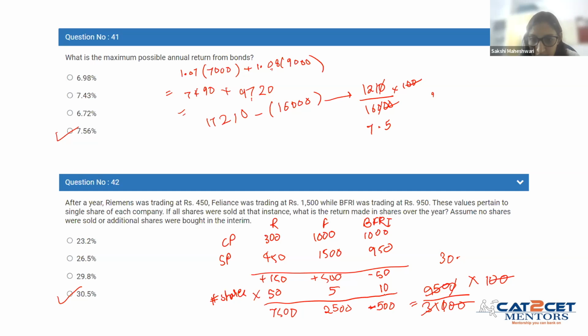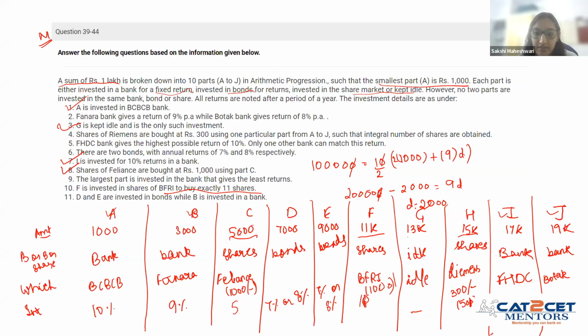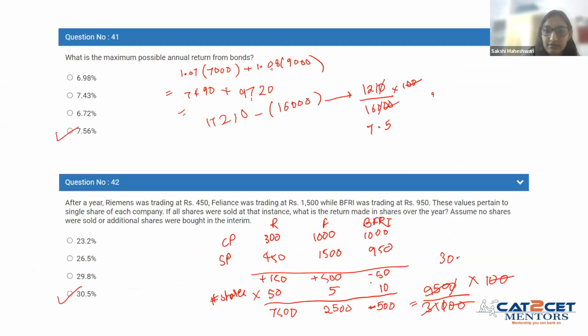Okay, this was 1,000. Yeah, I think you are correct. This is 11 shares. Okay, so this is 11. This will be 550. This will be 9,450. But I think still it will be greater than 30%. So the answer will still remain the same.